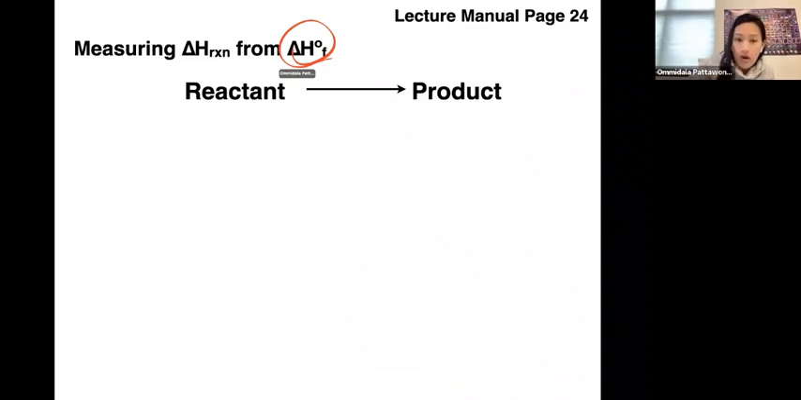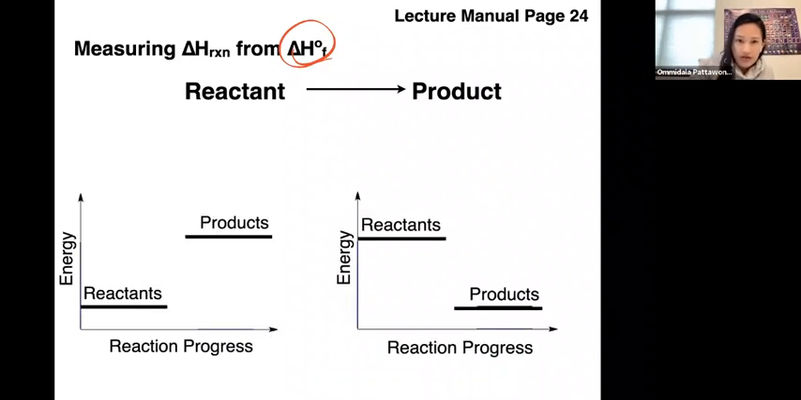Okay, so how are we going to use that? First we need to understand what it is. If you're looking at a chemical equation or reaction, it's going from reactant to product, right? So you have two scenarios: the reactant has lower energy than the product, or the reactant has a higher energy than the product.